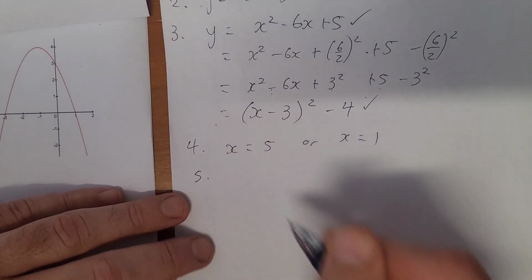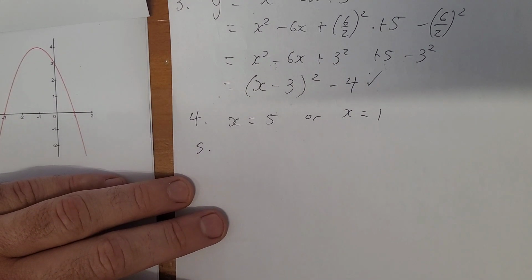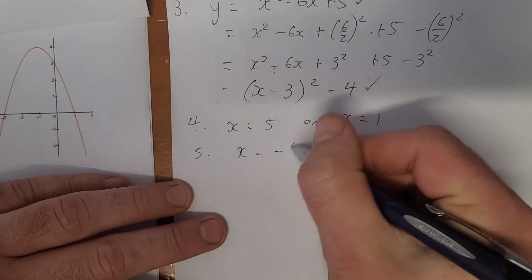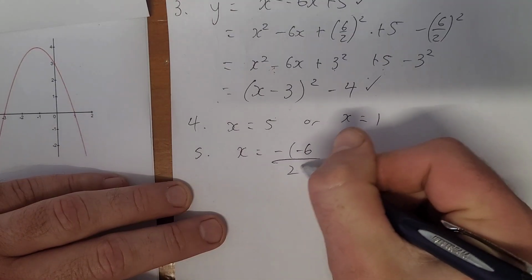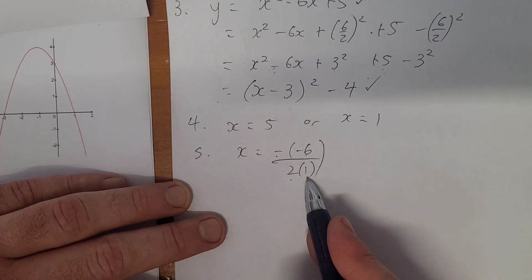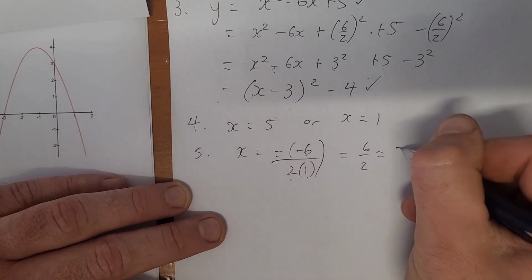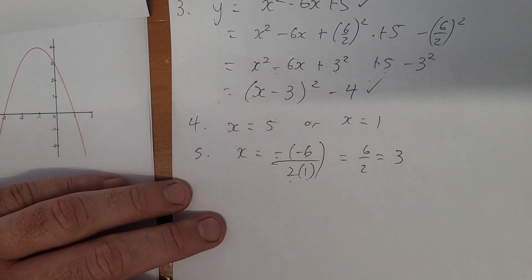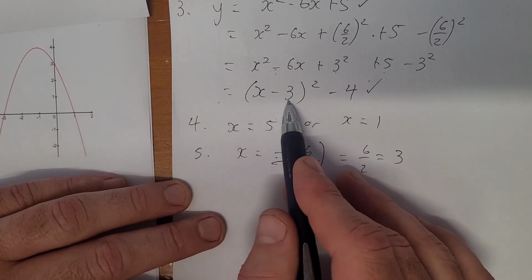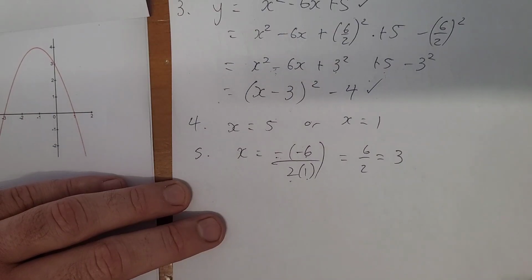Then for part 5, we're asked to identify the axis of symmetry. We've seen there's a number of ways we can do that. Let's do minus b divided by 2a. So in this circumstance, it's going to be minus minus 6 divided by 2 times 1. And that's going to give us positive 6 on top of 2, which is 3. That's the x value of the axis of symmetry, which we can get from that equation. But we can also see it from the vertex form, from the completed square form. That's the x value of the axis of symmetry.